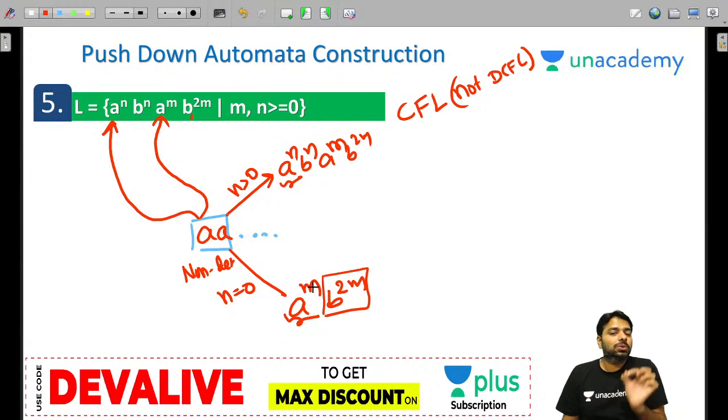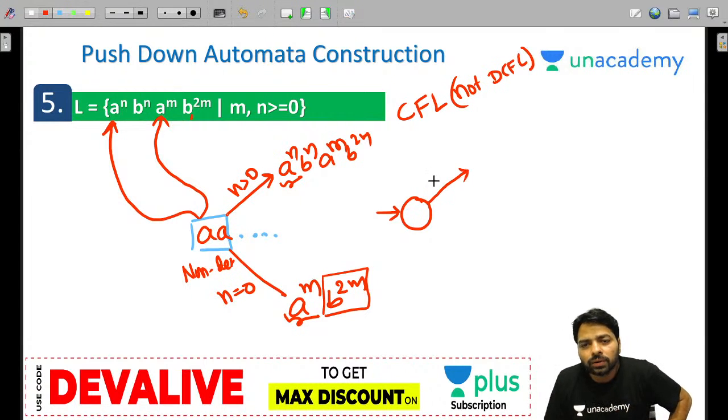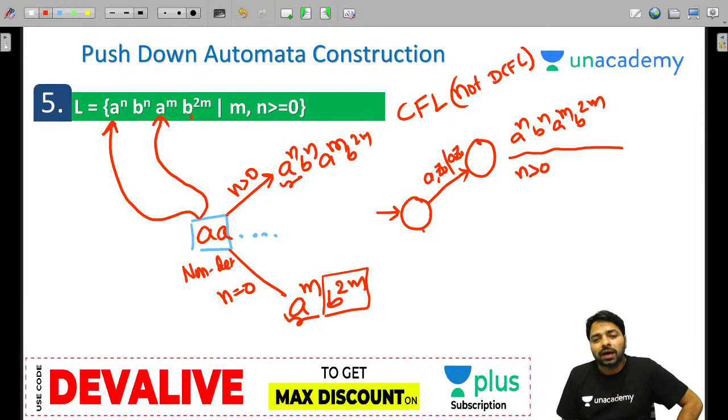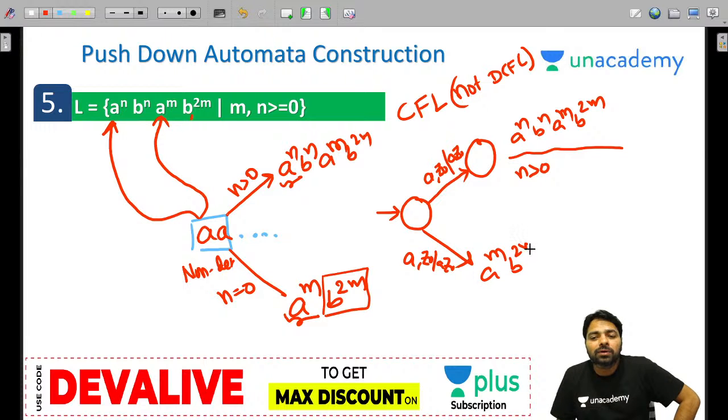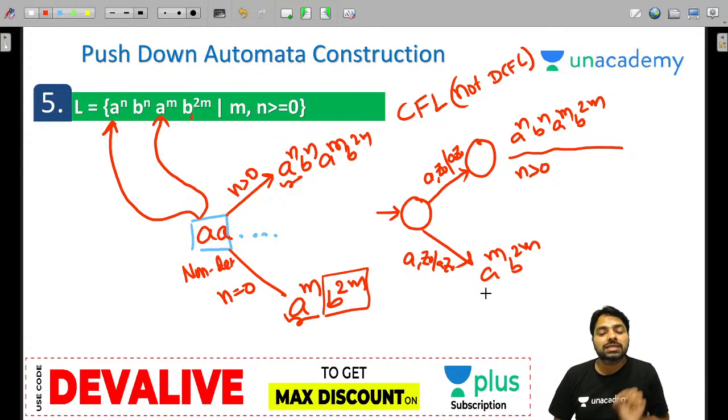The reason is you cannot design a deterministic machine, guys. But a non-deterministic one you can design. How? Directly you can go on A, Z naught, go to this one, push it, not a problem. Go to this one and take care of A power n, B power n. But here the first A's happened, n greater than 0. And here on A, Z naught only, push it. But you know that here it is A power m, B power 2m only. After that, no more A, no more B. So this is the reason it is a CFL.